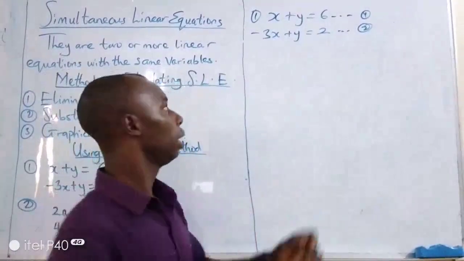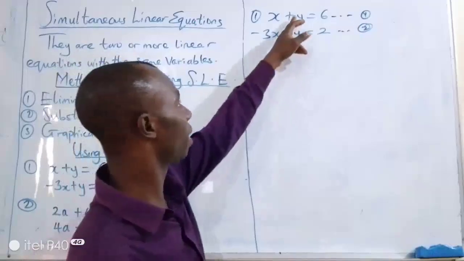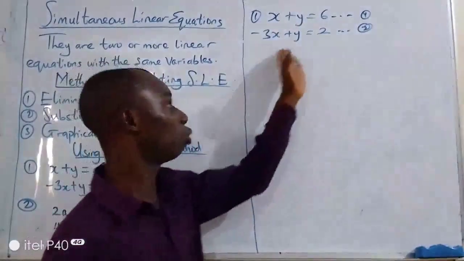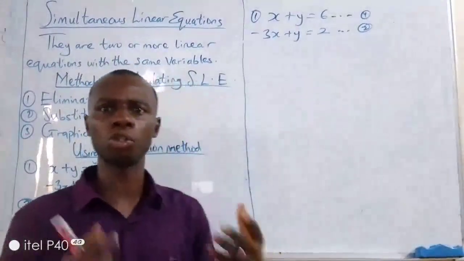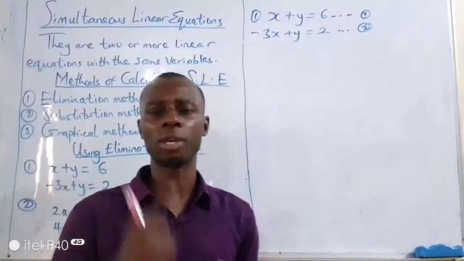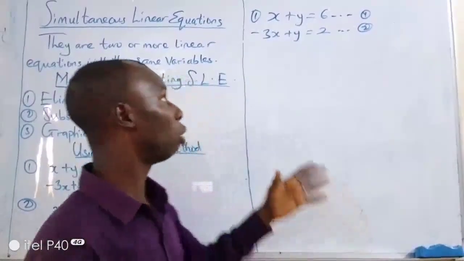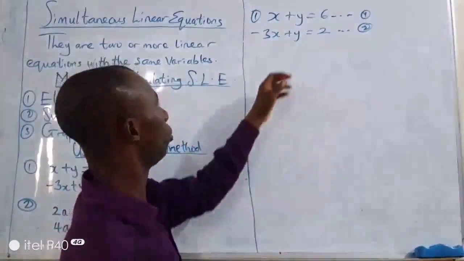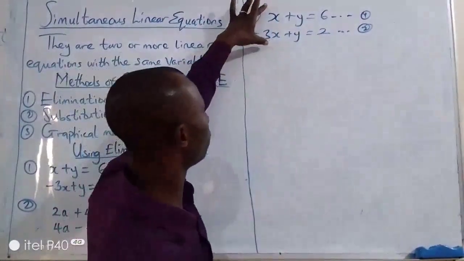I will explain that. If you look at equation 1, y has 1 as coefficient, and in equation 2, y also has 1 as coefficient. Normally, this one will be easier for me to make use of. But because I want you to see how to solve them in case you are given variables that do not have the same coefficient, that is why I will choose to use x. Is that understood?